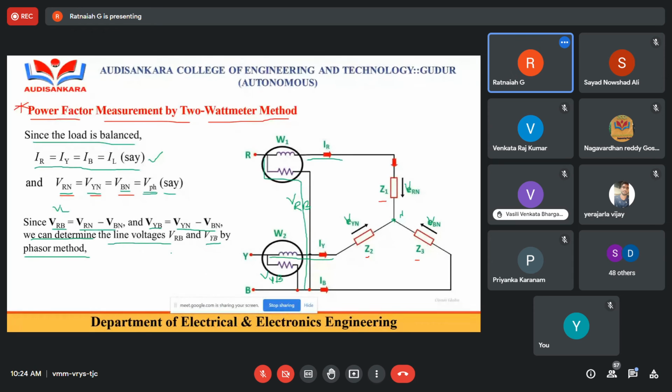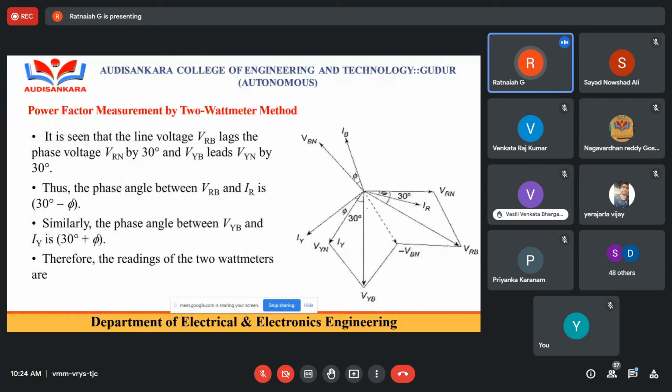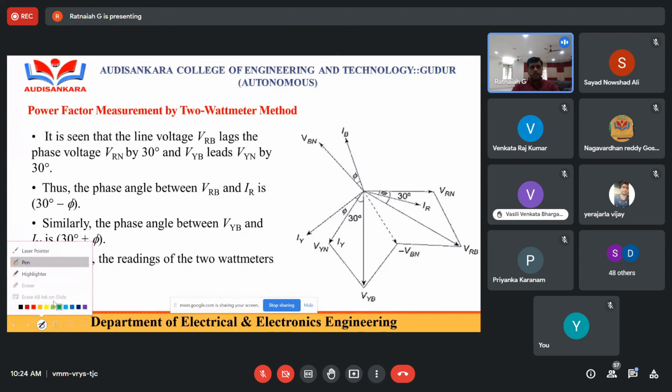Okay. Right. So VRB is nothing but the potential difference between VRN and VBN. That's the difference of both the phase voltages. VYB is nothing but the phase voltages difference, VYN and VBN, so that we can determine these line voltages using the phasor method. So what is the phasor method? Earlier I drew the phasor diagram also there. There we have to understand how to draw the phasor diagram.